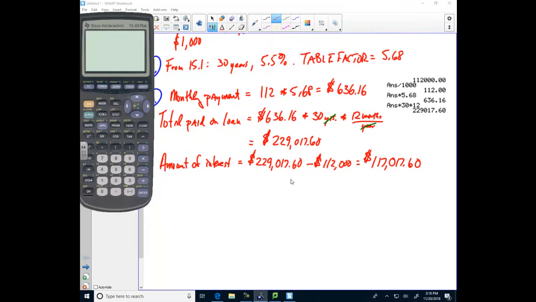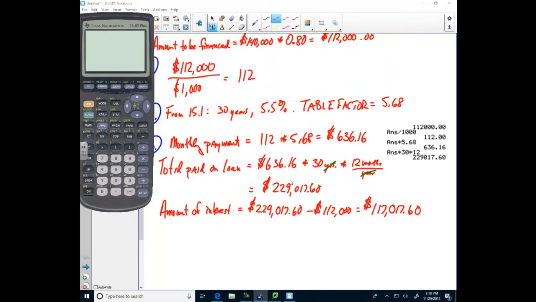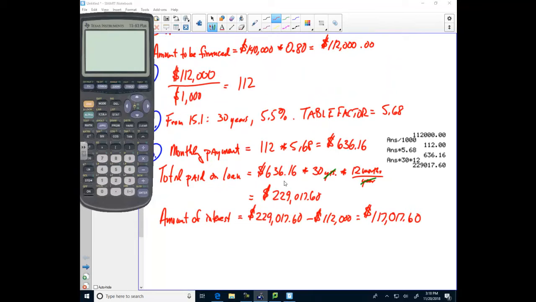While we're here, what does that next problem actually say? Problem 15. And problem 15 is, if the interest rate is 7.5%, what's the difference? Well, let's do that real quick, and then I'll go back and show you something else.